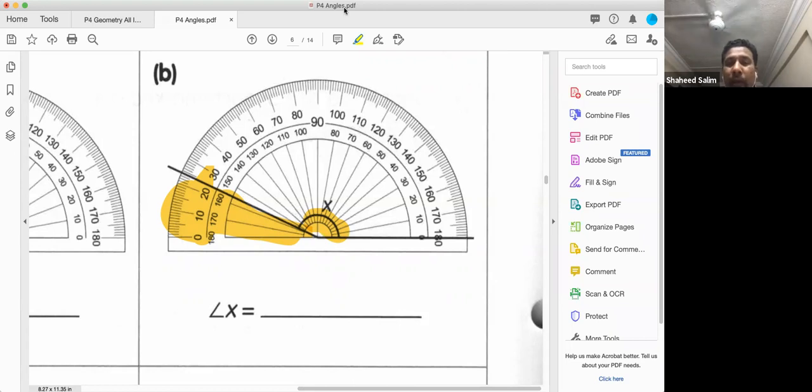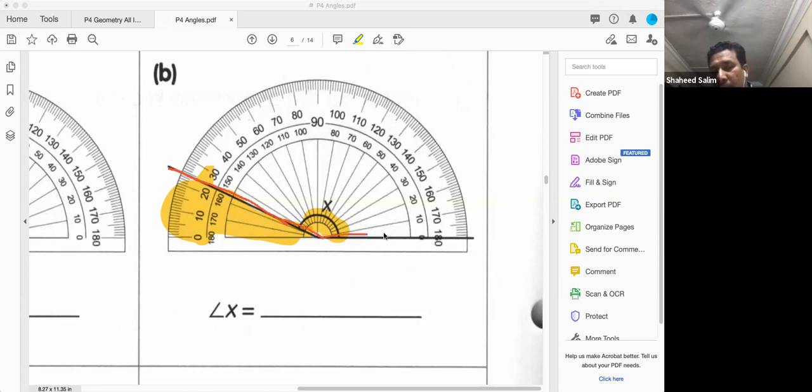Neris, down here. This angle is, okay, look carefully. This is the line, right? We follow the line. Where does it touch the zero? It touches the zero down here. So you must take this zero, and count all the way, Neris, until you reach here. So what is it?